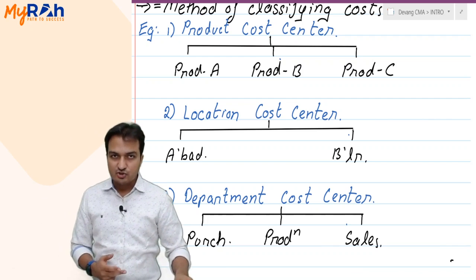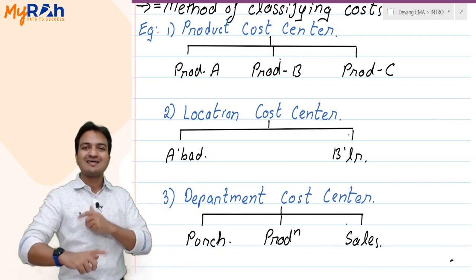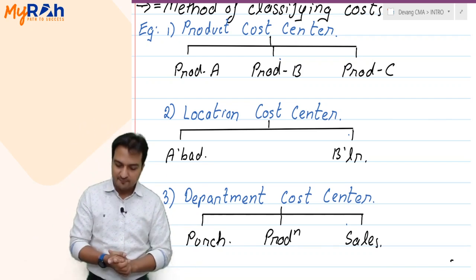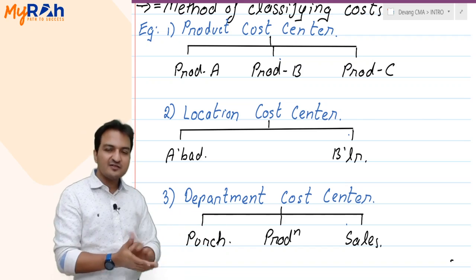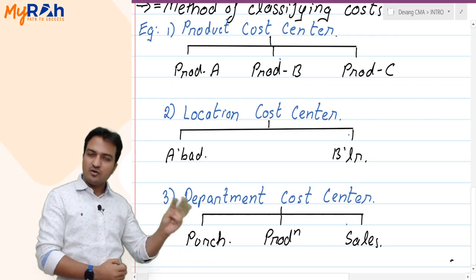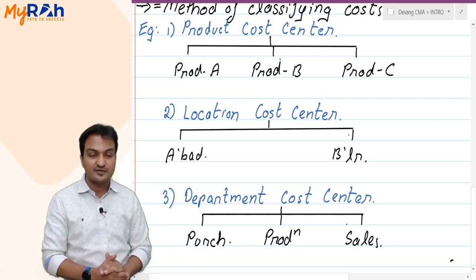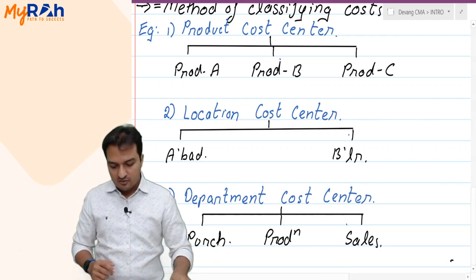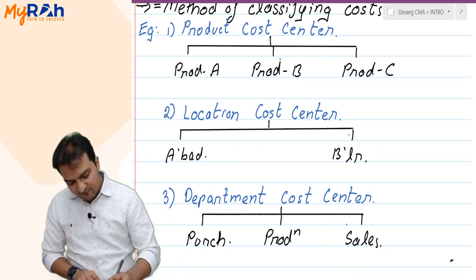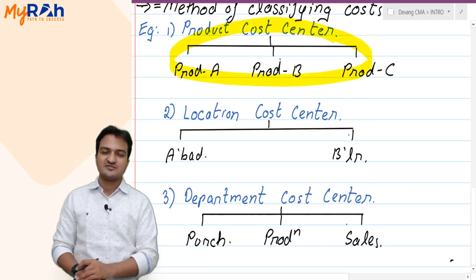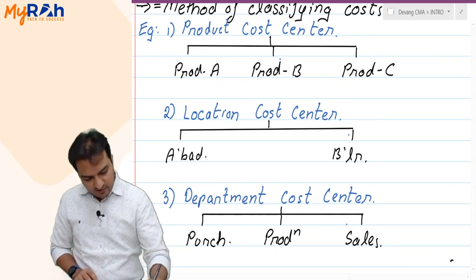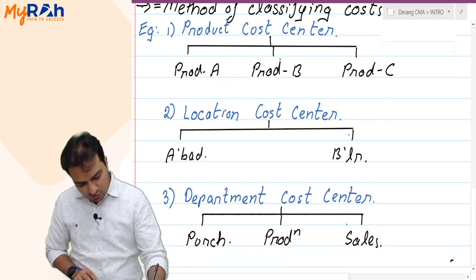Anyways, in short, these are the methods of how I classify my costs. These are called my cost center. So these are the examples of cost center. These are the only three examples that are possible. Majority of the calculations we will do in different chapters will be the ones where we classify costs product wise. Product cost center it will be. I'll just give you a minute. You can copy that down. Then we will go on.